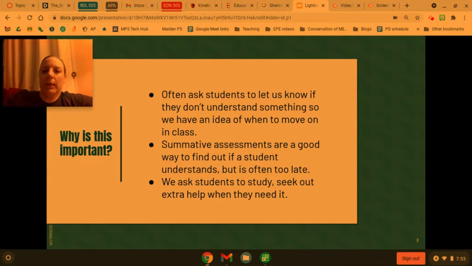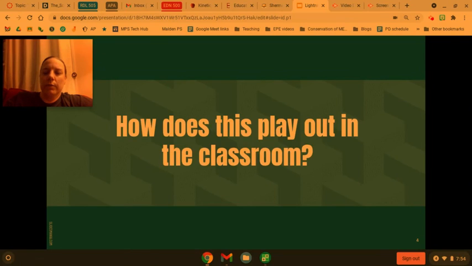So it's important because a lot of times we ask them to let us know if they don't understand something, especially as a full class, so we know when to move on. If we are using summative assessments to test whether or not the kids know stuff, it's too late for them to really address their misconceptions. And also, we're asking students to study, we're asking them to seek out extra help when they need it, and they don't really have a great idea of what they should be studying or what they do need extra help on. So, how does this play out in the classroom?